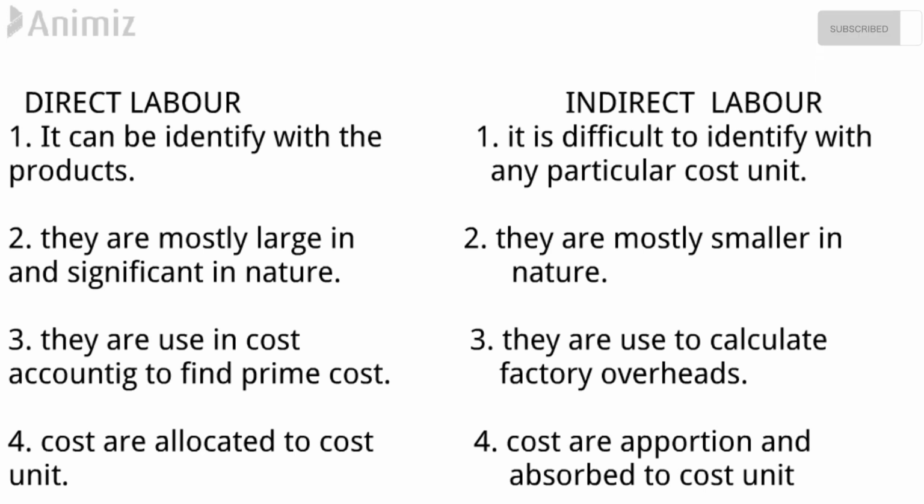Our first: 1. Direct labor can be identified with the products. Since the direct labor convert raw material into finished goods, its output can be identified with product. But indirect labor output is difficult to identify with a particular cost unit. For example, accountant or cleaner output cannot be identified by a product.